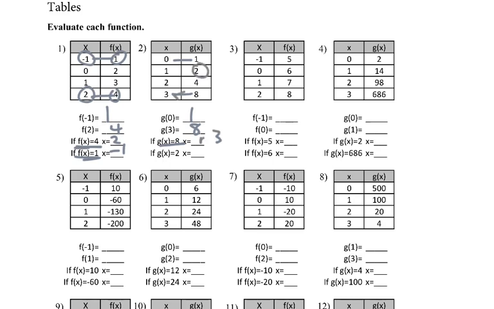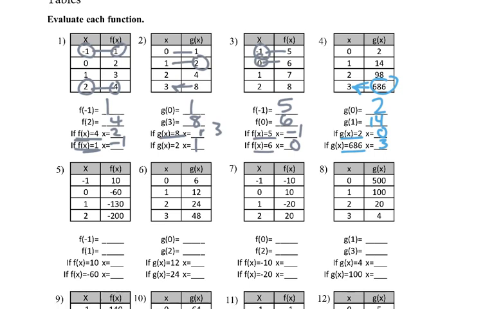And if g of x equals 2, it's back to x equals 1. So f of negative 1 would take us to 5. F of 0 would take us to 6. F of x equals 5 takes us back to x equals negative 1. F of x equals 6 takes us back to x equals 0. Okay, g of 0 would be 2. G of 1, 14. G of x equals 2, x equals 0. G of x equals 86 would take us to an input of 3.